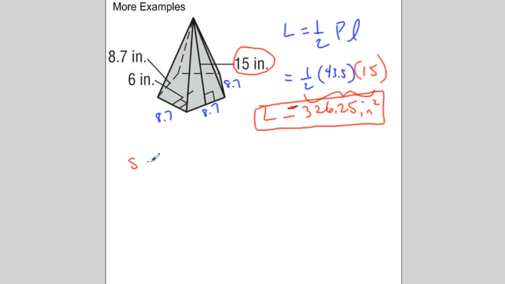Now we're going to do surface area. Surface area is a little bit harder in this case. Still lateral, all the sides, plus the base, all the surfaces. You know the lateral is 326.25, what we just calculated up here. Now you've got to find the area of a base.